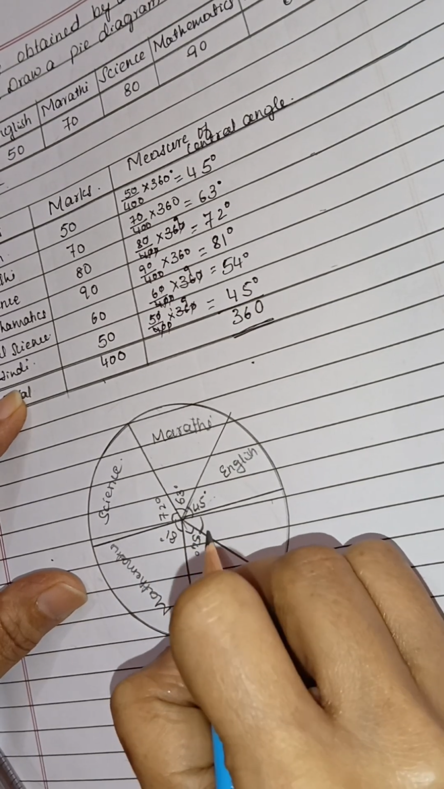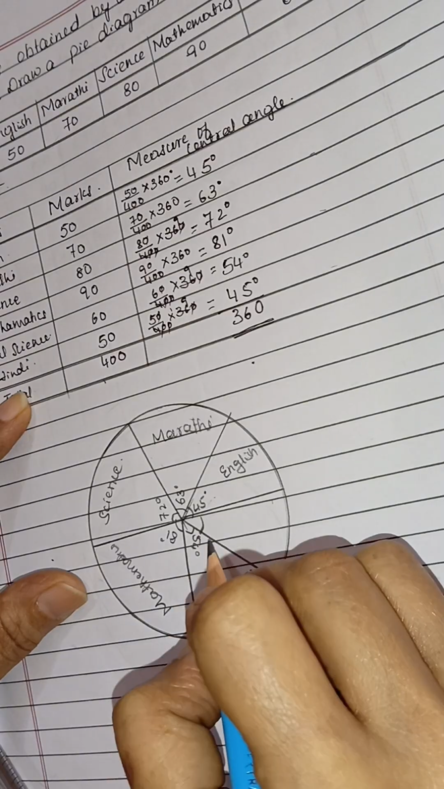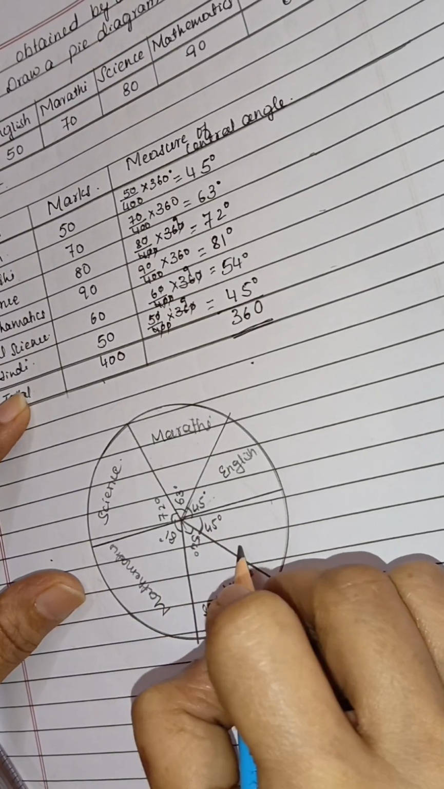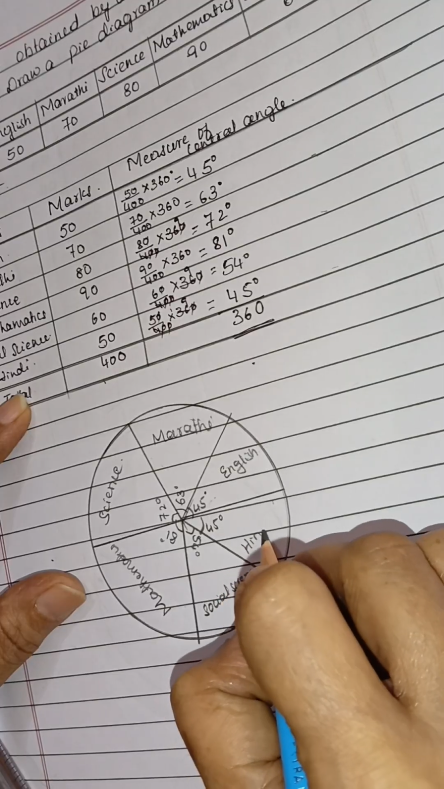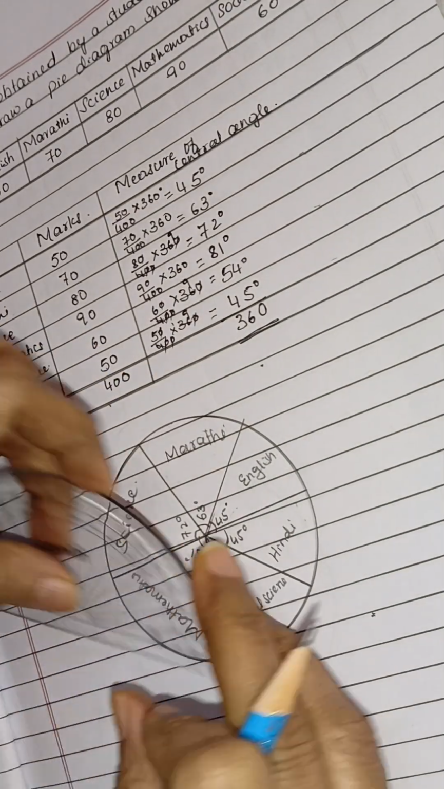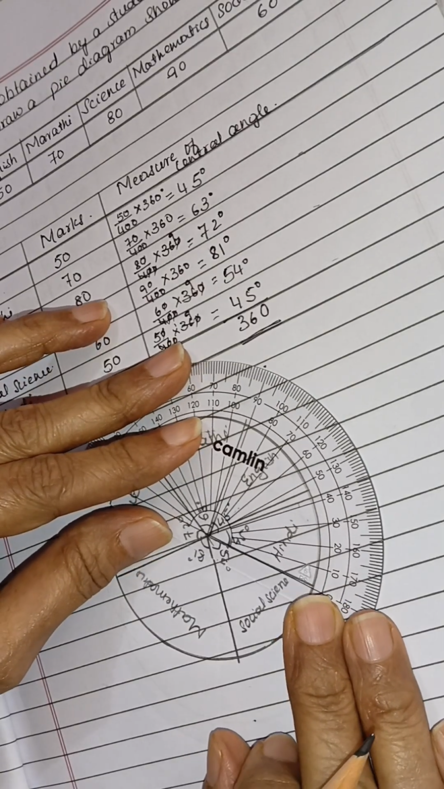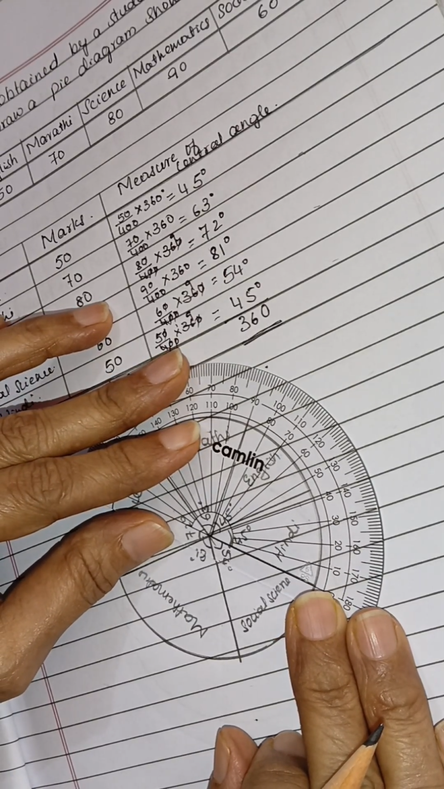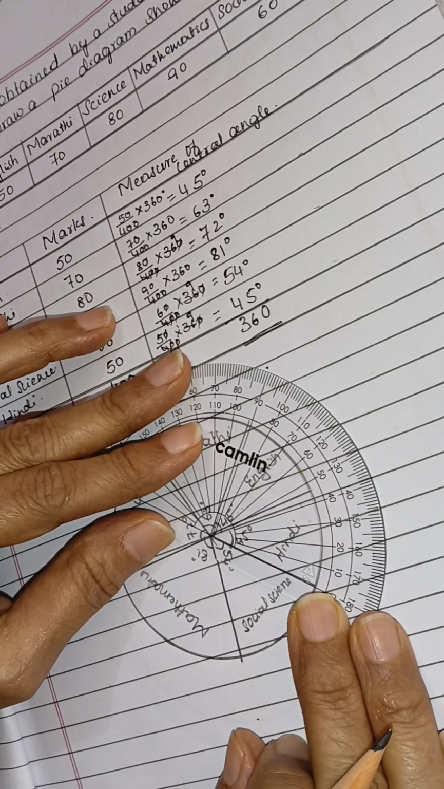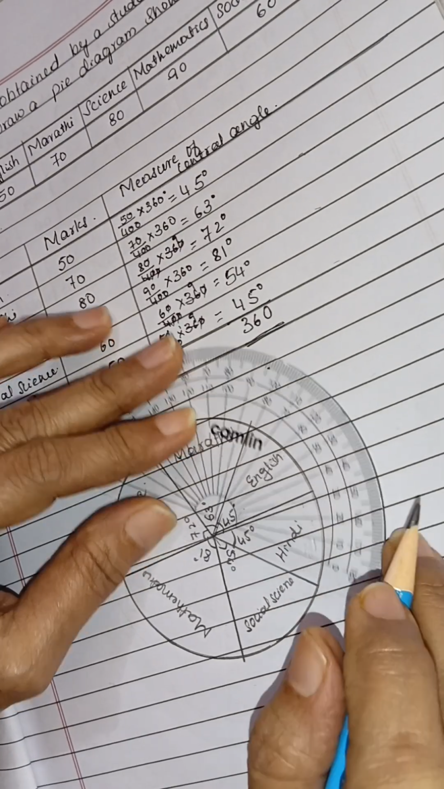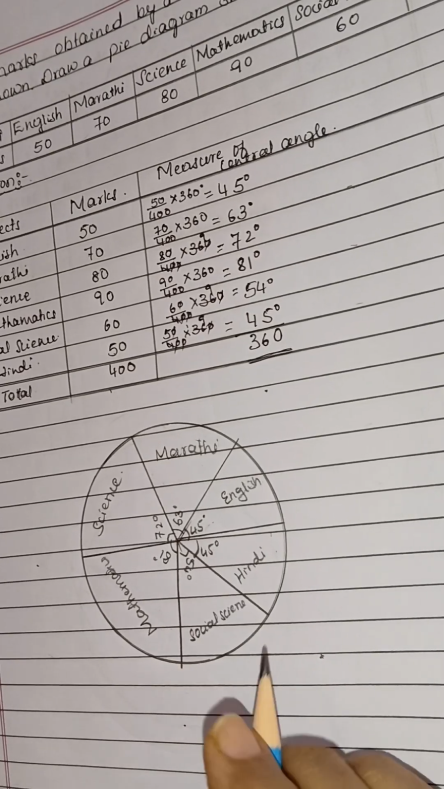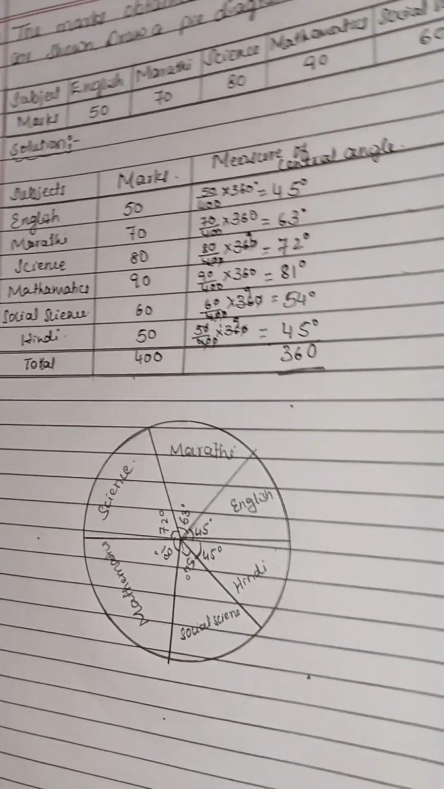Remaining is Hindi. This is 45 degrees. This is Hindi. So that, let's check whether 45 comes or not. See, slightly 43 is coming. Okay, so this is a pie diagram.